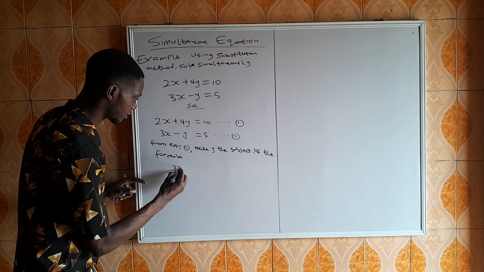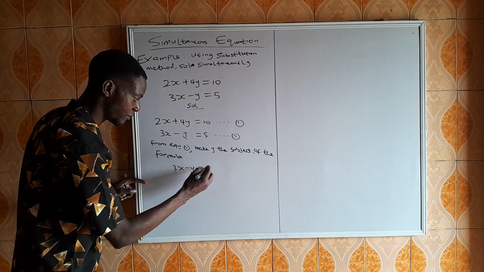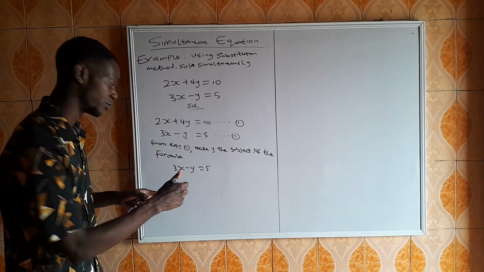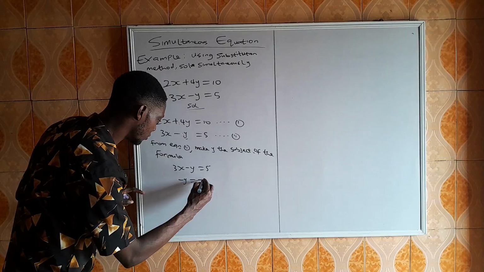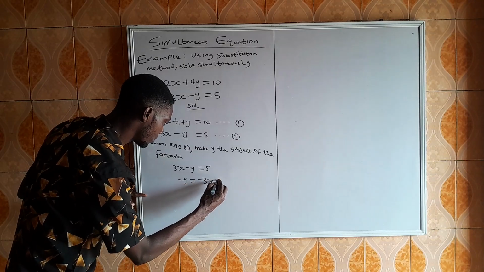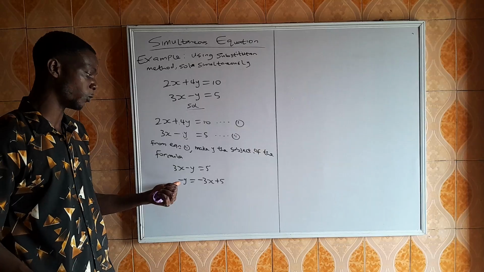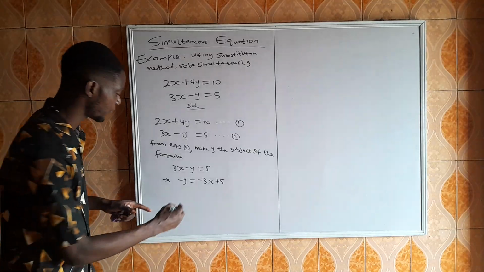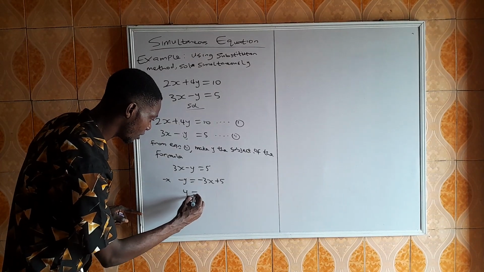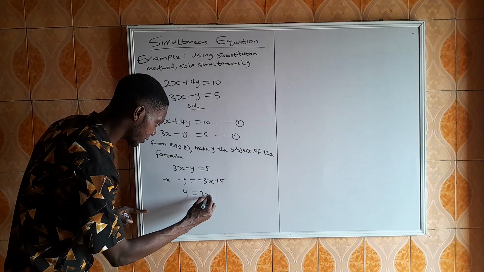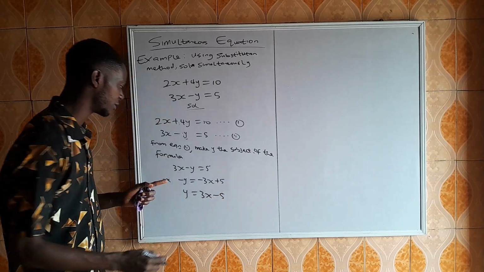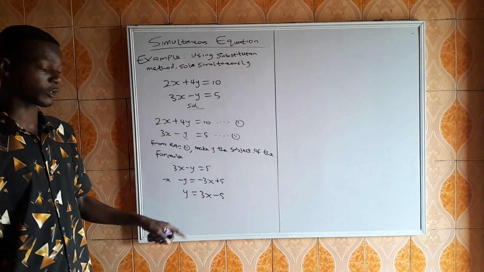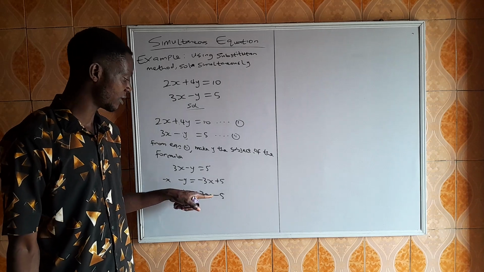So you have 3x minus y equals 5. To make y the subject of the formula, this 3x needs to go to the other side. So you have minus y equals minus 3x plus 5. But we don't want this minus sign behind the y, so you multiply all through by minus. This becomes y equals minus multiplied by minus, 3x, and minus multiplied by plus, minus 5. So we've got y equals 3x minus 5.